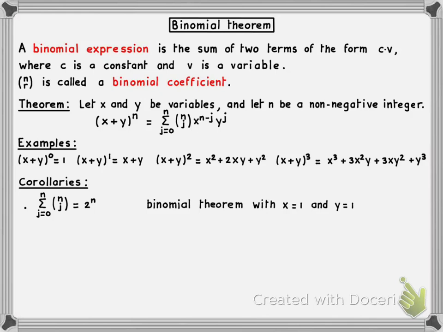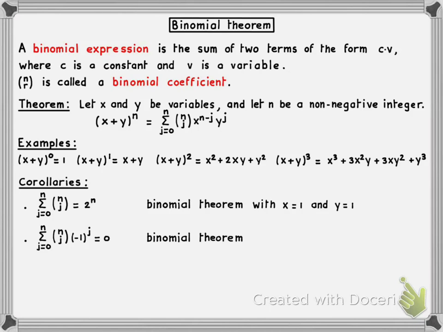Now that you have practiced with this kind of proofs, let's look at a second one. The sum for j is equal to 0 all the way up to n of n choose j times minus 1 power j is equal to 0. Again, I'd like you to apply the binomial theorem to prove this corollary.